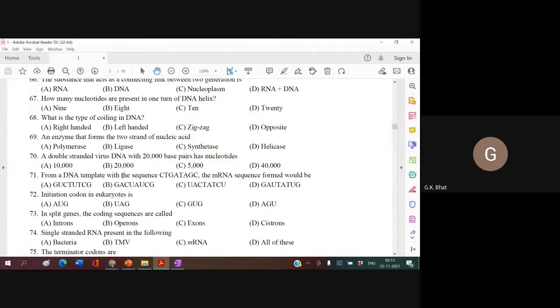Let us go to 68 question. What is the type of coiling in DNA? Whenever we ask DNA, it is Watson and Crick DNA. It is right-handed. 69.